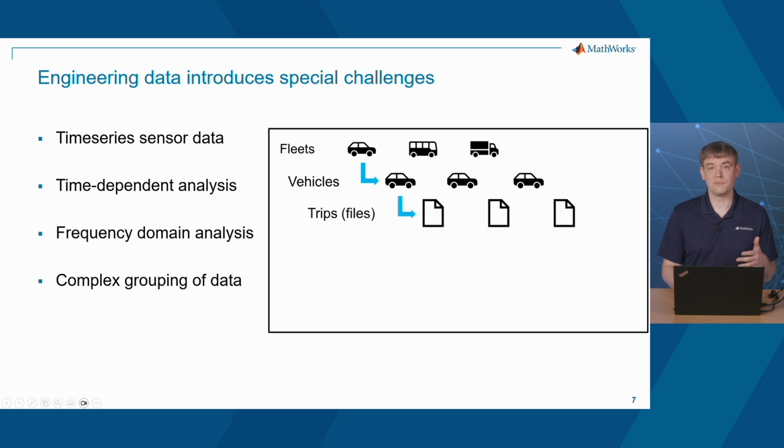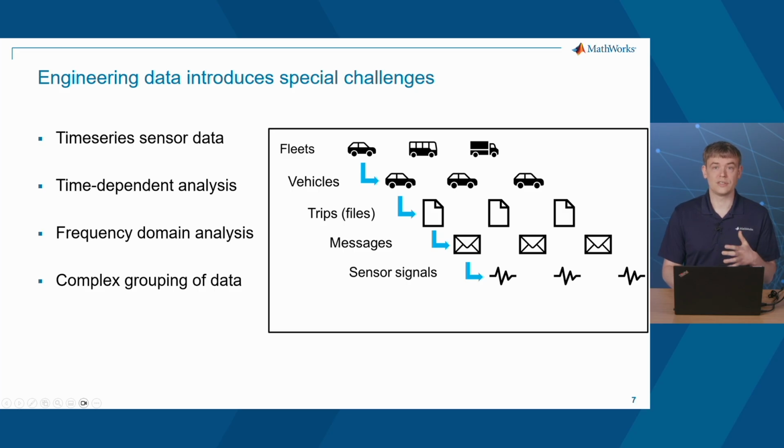Each vehicle takes many trips, and each trip, its data is often provided as a separate file. These files are often broken up into different data packets or chunks, sometimes called messages. Each message contains the different sensor signals, and each signal might be recording in a different level of precision and sampling frequency. And then each signal has its time value pairs, which we often need to store explicitly because it might not be regularly sampled.